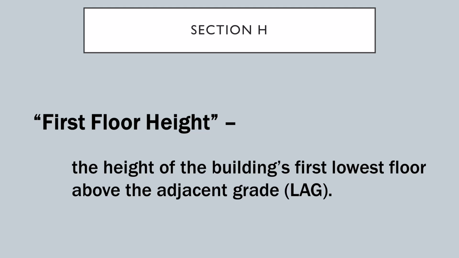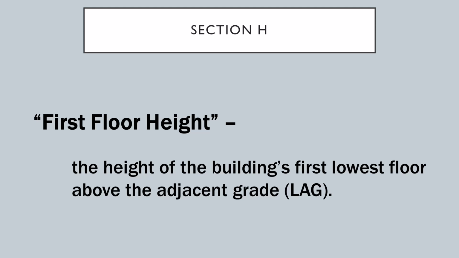The first thing we'll want to do is define exactly what first floor height is, and then show you examples of how to determine it using the new foundation type diagrams in the elevation certificate instructions. Taken directly from the flood insurance manual, the first floor height is the height of the building's first floor above the adjacent grade. Grade refers to the lowest adjacent grade, or LAG.